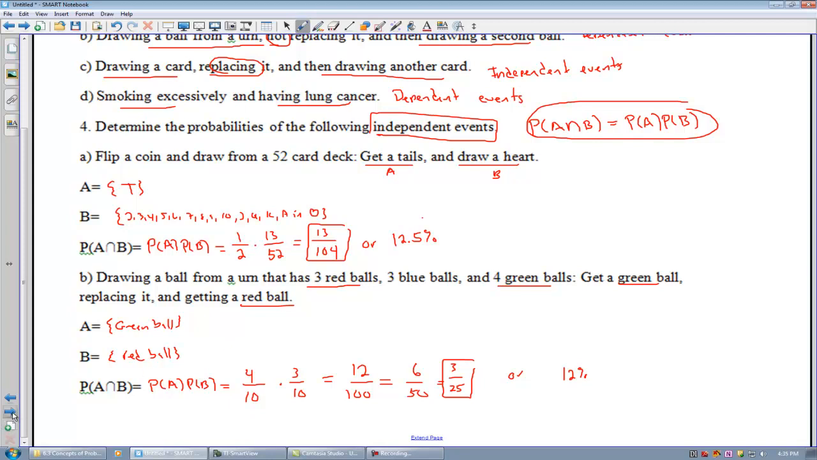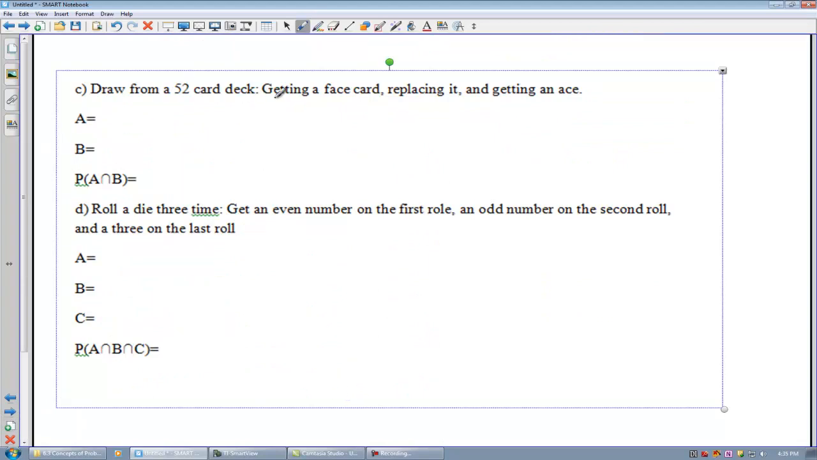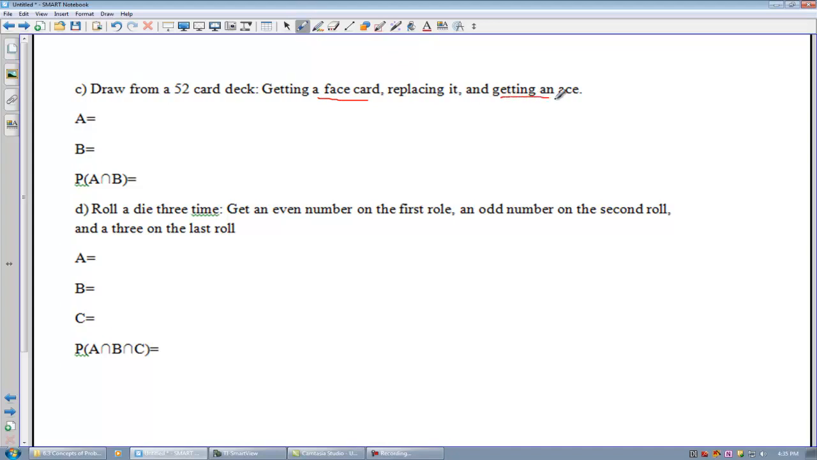All right, so on the next one then, what do we have? Now we're going to draw from a 52 card deck, and we have getting a face card, replacing it, and then getting an ace. And so for part A, I have a face card. All right, remember in here, a face card, what is it? It's a jack, a queen, a king, or an ace, and in 4 different suits, right? So it could be a heart, it could be a diamond, a club, or it could be a spade. There are 4 different suits there, and then B is getting an ace. All right, so I have an ace, which is equal to, we can write these out, you have ace of hearts, ace of diamonds, ace of clubs, ace of spades.